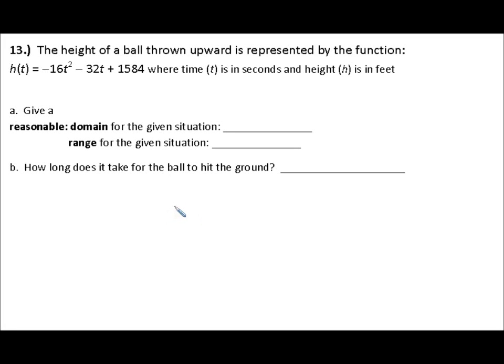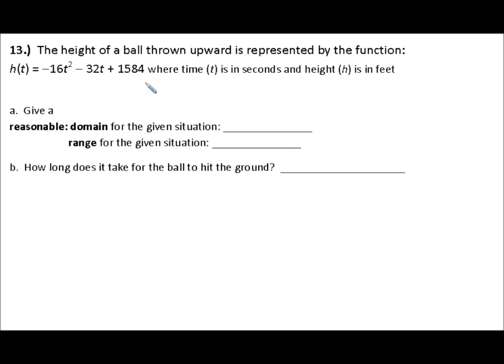Alrighty, most missed quadratics, phase 3. This problem you might like because it actually has to do with real life stuff instead of just a bunch of things that we make up as mathematicians. So the height of a ball thrown is represented by the function h of t equals negative 16t squared minus 32t plus 1584. It's asking us to give a reasonable domain and range, and this gives a general question: how long does the ball take to hit the ground?